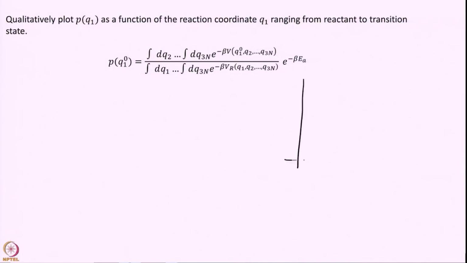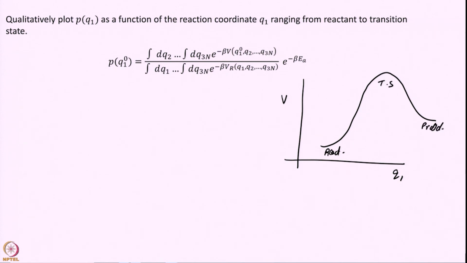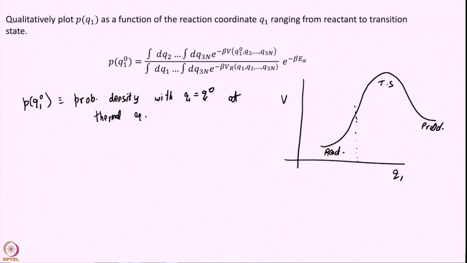First of all, how does V look like as a function of Q1? That one is easy, that looks like this. This is reactant, this is transition state, this is product. P is the probability density with Q1 equal to Q1 naught. So, if I set a certain value of Q1 and I am asking at thermal equilibrium, what is the probability that I will be finding Q1 equal to this Q1 naught?